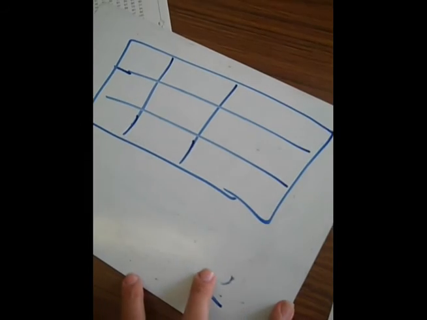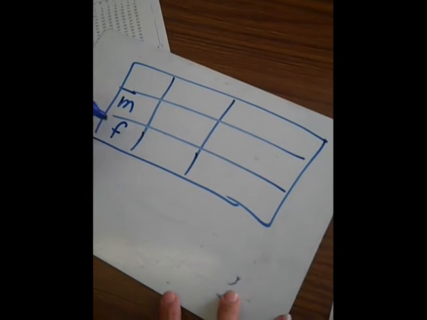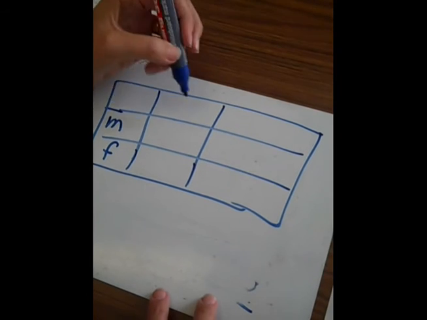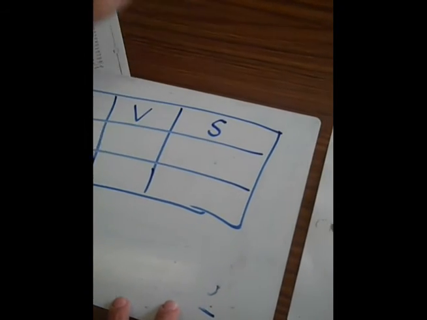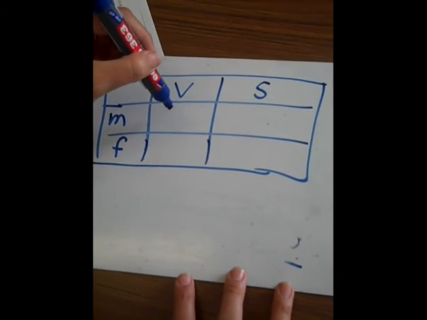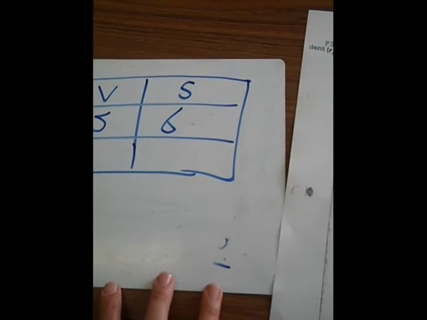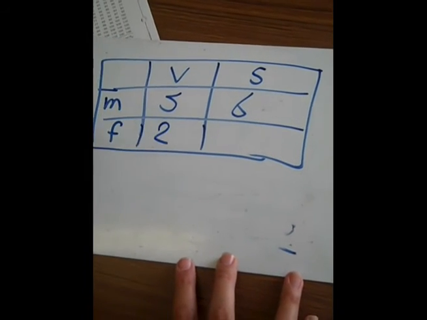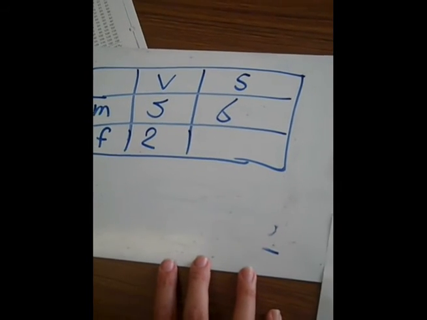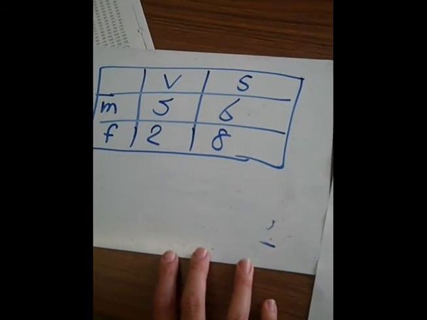So just say we've got a table like this, I don't know, just say you're looking at males and females, and you're looking at what flavour ice cream they choose, whether they choose vanilla or whether they choose strawberry, yeah? There's your table, so all you'd simply have is, 5 males chose vanilla, 6 males chose strawberry, 2 females chose vanilla, and 8 females chose strawberry, okay?